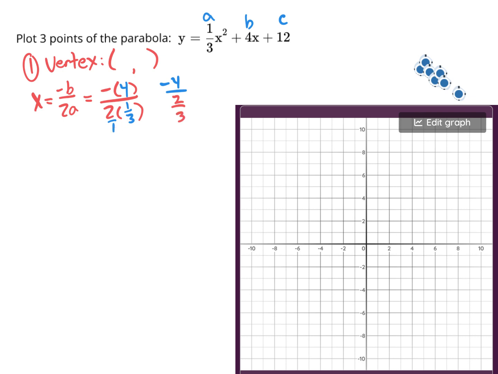Okay, by the way, you could technically just type in 2 parentheses 1/3 in a calculator and it'll give you your final answer, right? Or you could type in this whole thing in a calculator and it'll give you your final x value of your vertex. But I want to show you without a calculator.